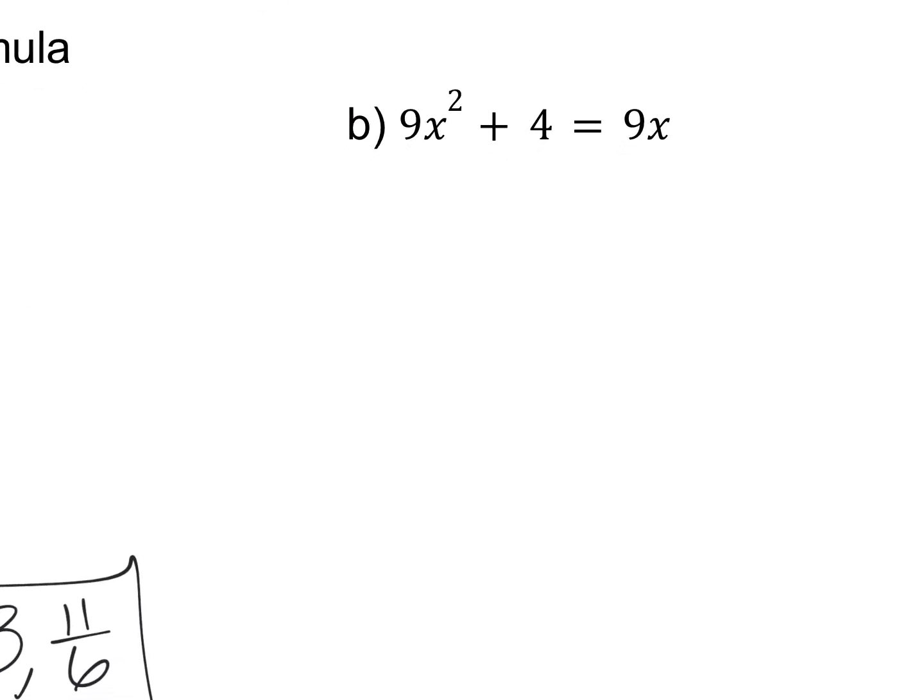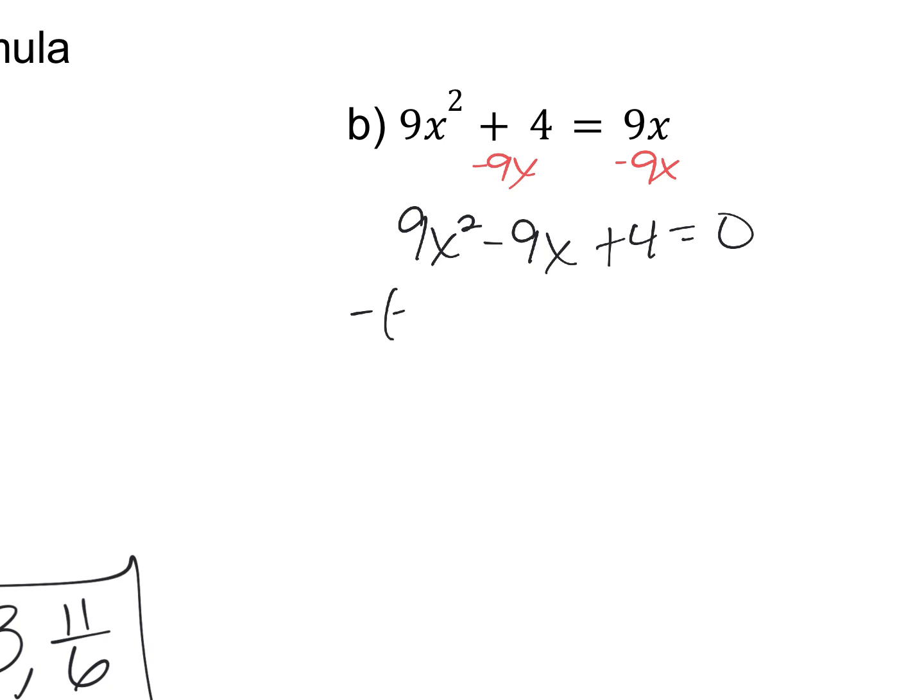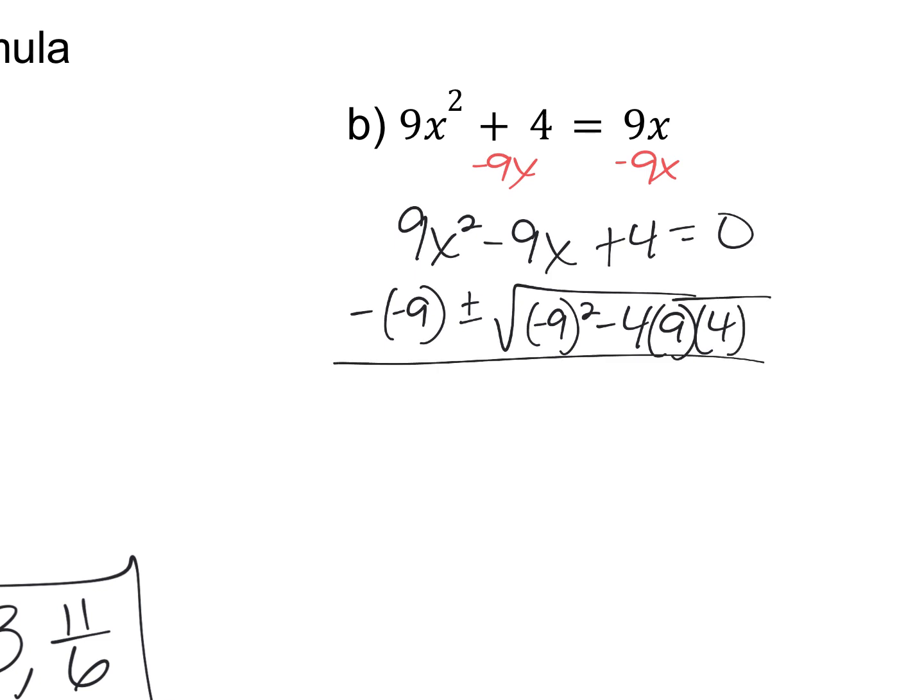Okay, next one. Gonna move the 9x over. So I have 9x squared minus 9x plus 4 equals 0. Plug it in to the quadratic formula. I think we are going to end up with an imaginary. That's all right.